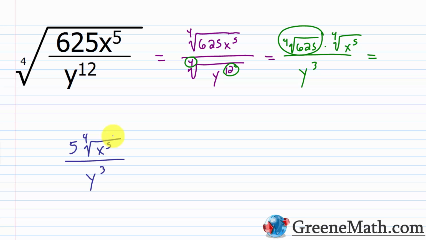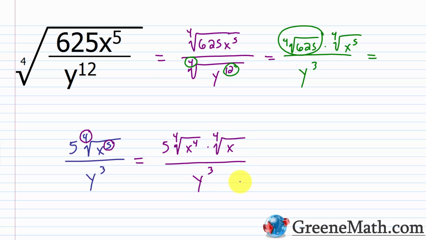Now, how do we simplify this? Again, if this guy, which is a 5, is greater than or equal to this index, which is a 4, we know we can simplify. Again, think about, is 5 divisible by 4? No. The next number down that would be a 4. So I'm just going to break this up and say this is 5 times the fourth root of x to the 4th power times the fourth root of just x over y cubed. Okay? So this guy right here, again, if I divide this by this, I get 1. So we would have 5 times just x, right? It'd be x to the first power. Then times the fourth root of x, and then over y cubed.